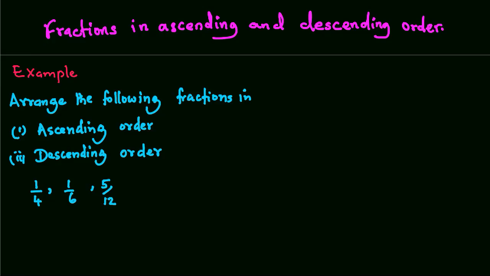Let's now consider fractions in ascending and descending order. Now, fractions are said to be in ascending order if they are arranged from the smallest to the largest, and in descending order if they are arranged from the largest to the smallest.